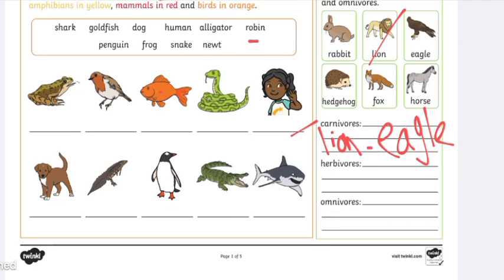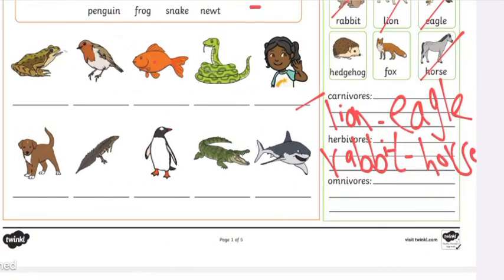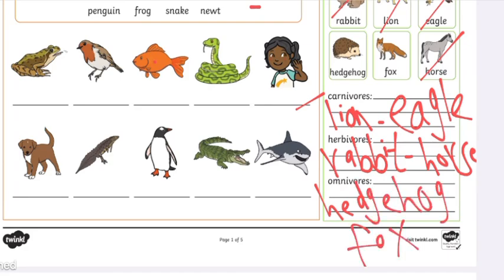So herbivores like what? Rabbit. What else? Horse. The omnivores can eat both of them. The hedgehog can eat the ants and also can eat some seeds. So it's omnivore, right? Yeah. The same for the fox. They can eat both of them, animals and the plants. Like human, we are omnivore.